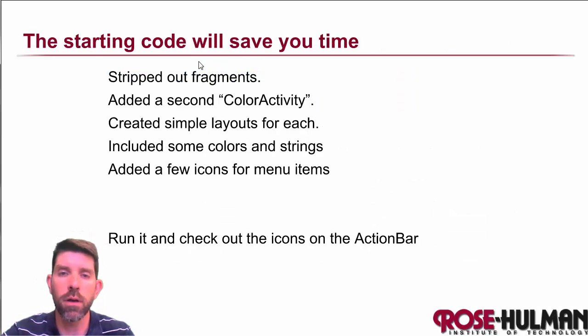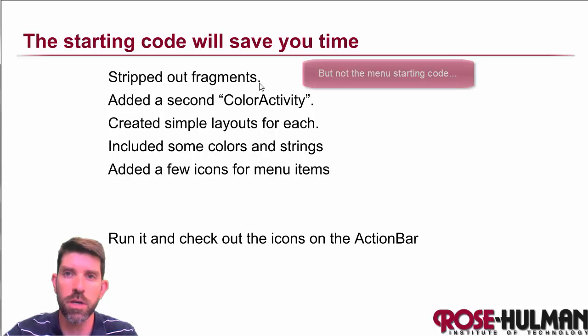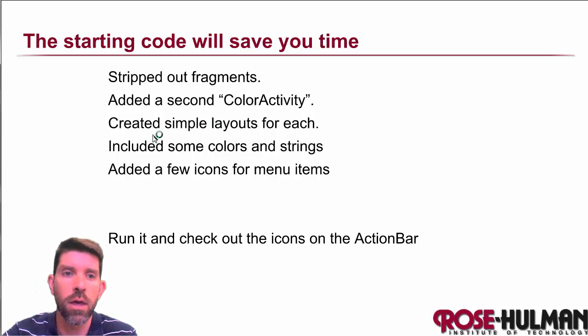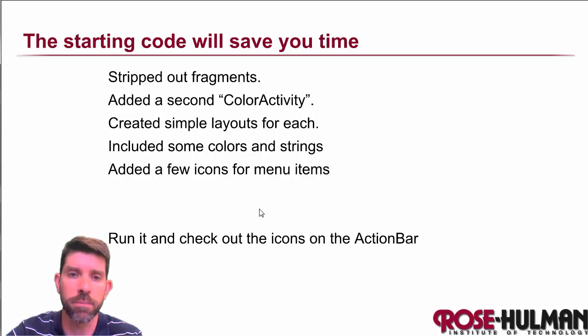The starting code should save us some time. I stripped out all the fragments. I added in a second activity, the one that we're going to change the color of. I created the layouts and everything. It already took care of adding some colors and some strings, so it should make it much easier for us to use. And I also added in some icons for our menu items, so it saved us from having to pull in a lot of stuff continually.